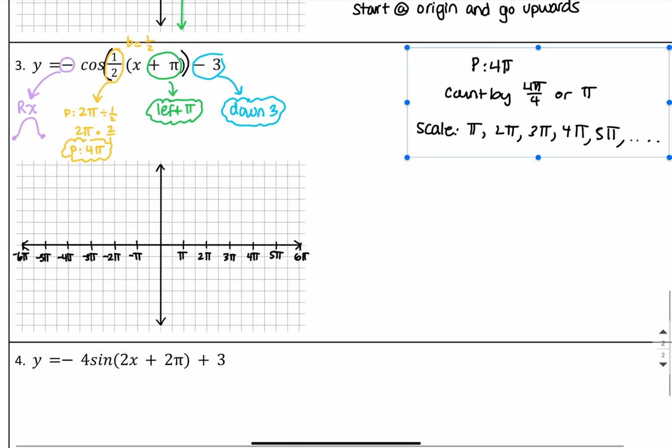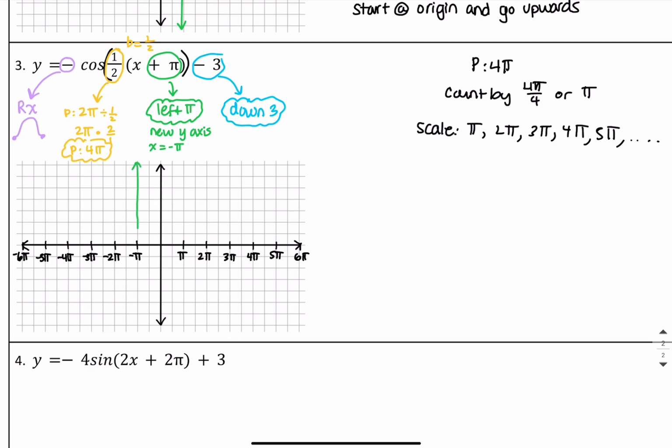And then I'm going to draw my new x-axis and my new y-axis. If I move left pi, then the new y-axis is going to be at x equals negative pi. So I'm going to put the new y-axis there. Make that a little better looking. There we go. This is my new y-axis. Then I want to draw my new x-axis. My new x-axis is going to be down 3, so at y equals negative 3, right here.